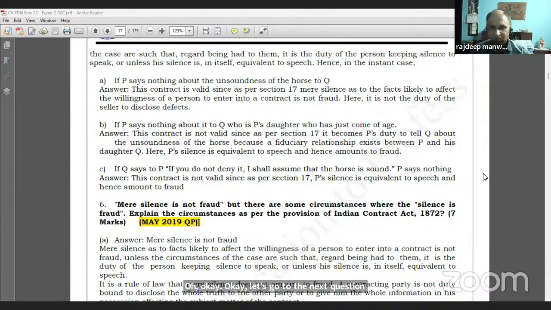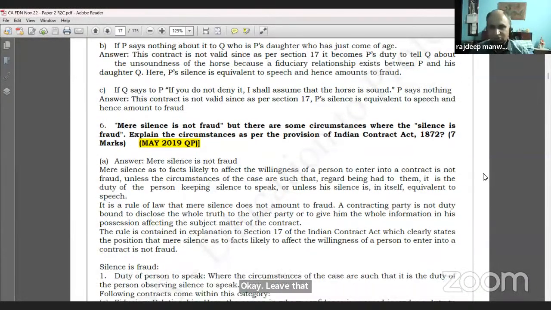If P says nothing about it to Q. Okay, leave that, P, Q, forget that. Okay, sir, let's go. This question is done. It's not fraud, but there are some circumstances where the silence amounts to fraud. So please read that part in the chapter.